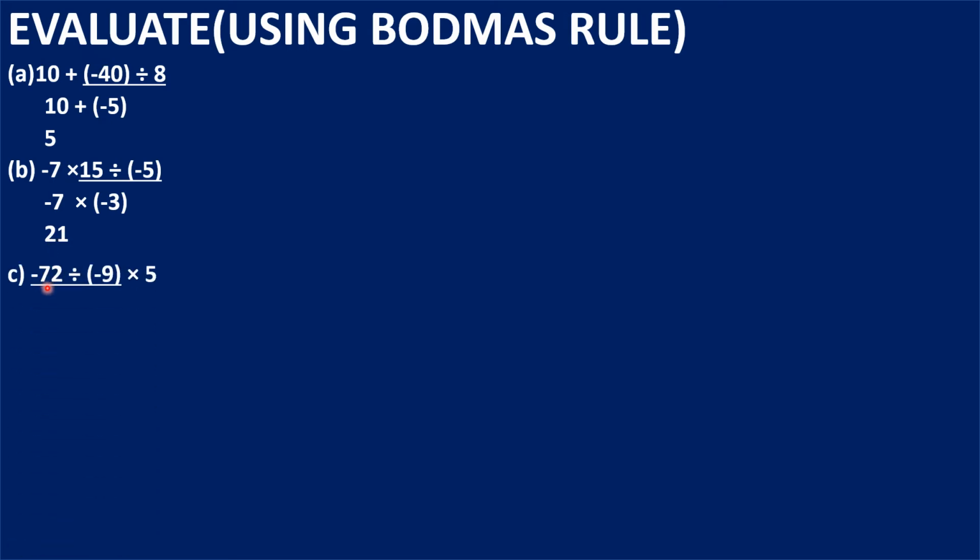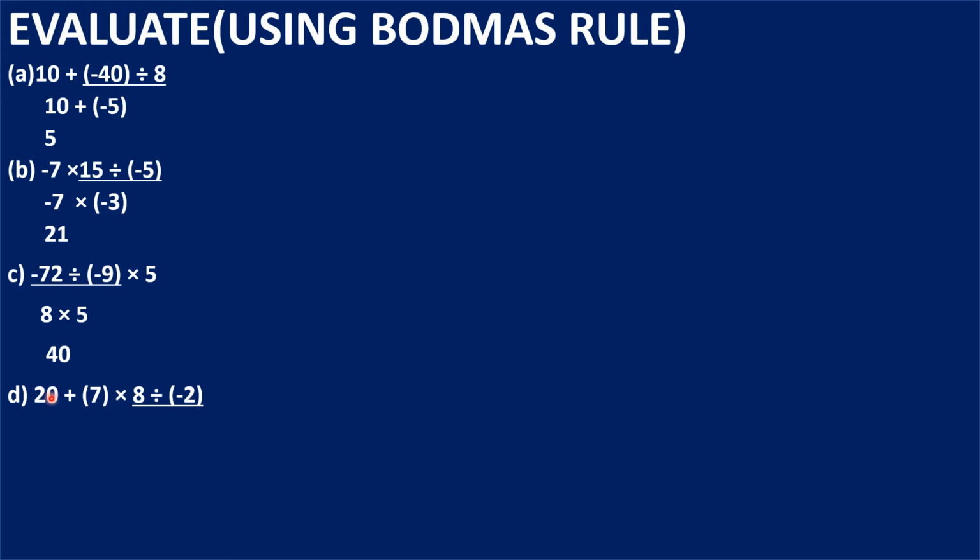Coming to the third one. Minus 72 divided by minus 9 into 5. According to BODMAS rule, first division. So minus by minus, same sign, so I'll have plus. 72 divided by 9 is 8. Now 8 into 5 is 40.